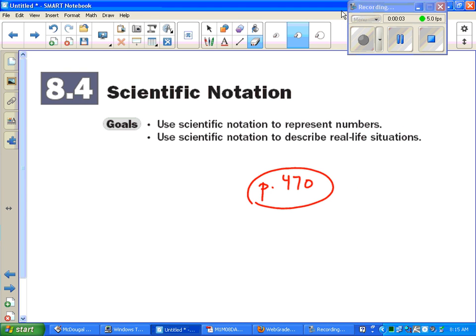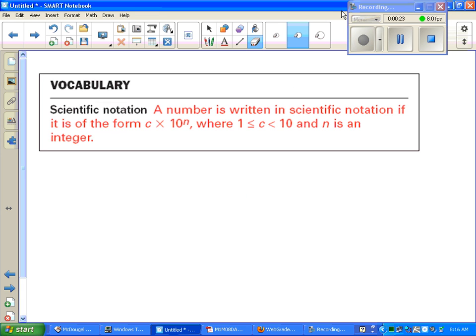Today we're looking at section 8.4, scientific notation. Most of us are familiar with scientific notation. People just sometimes get confused which direction to go when they see a positive exponent or a negative exponent. Begin on page 470 with a couple of goals: using scientific notation to represent numbers and ultimately describing real life situations.